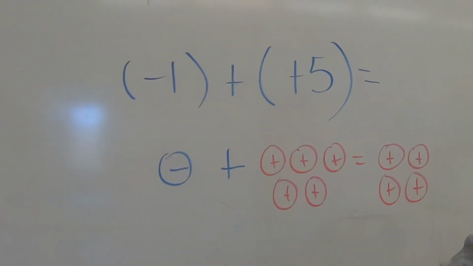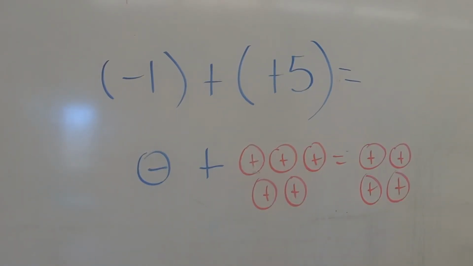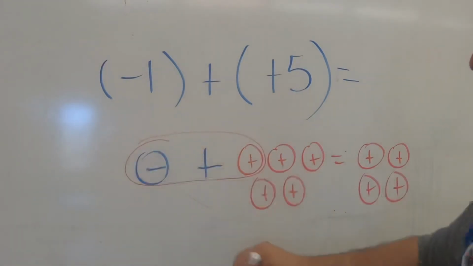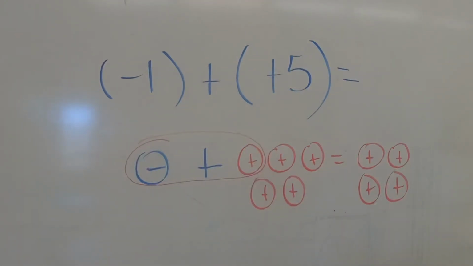Hopefully you can see that. I guess I can't. There we go. And this 1 negative here will cancel out this one. And what's left will be 4 negatives.